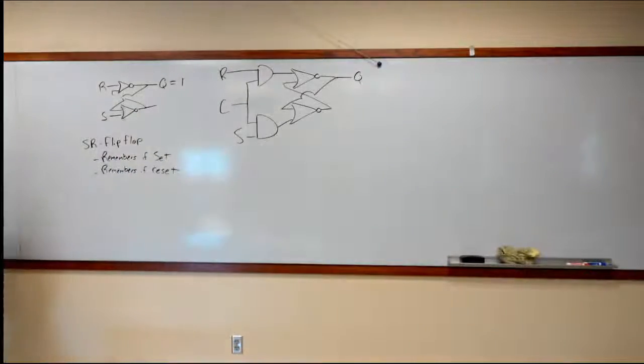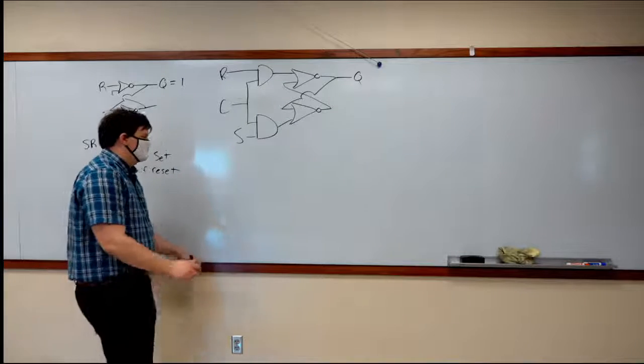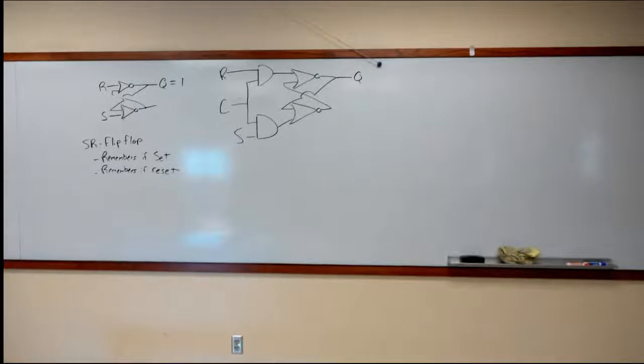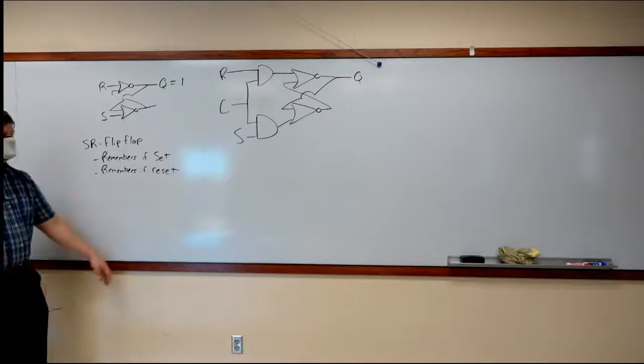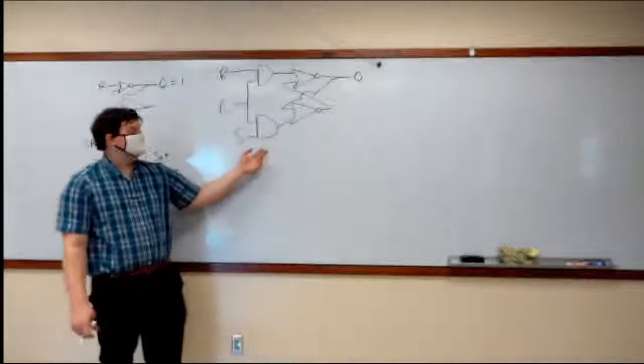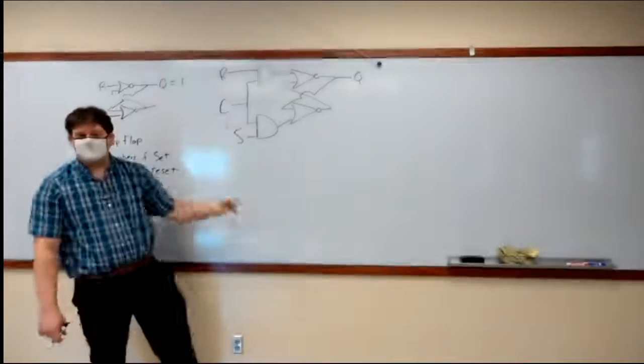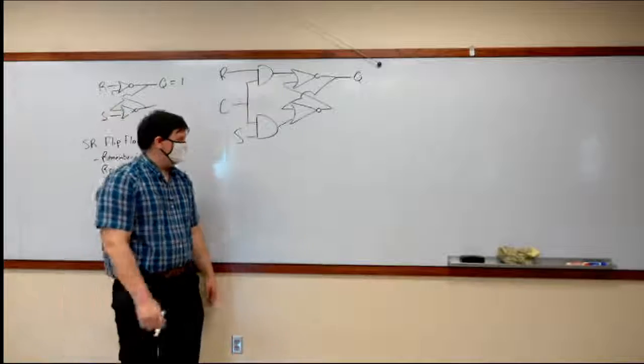Now, with this system, there is one change. And the change is, I cannot change this system if the clock is off. If the clock is off, it doesn't matter what R and S are. Because this is an AND gate, it requires both S and the clock to be on in order for this to register. It requires both R and the clock to be on in order for this to register.